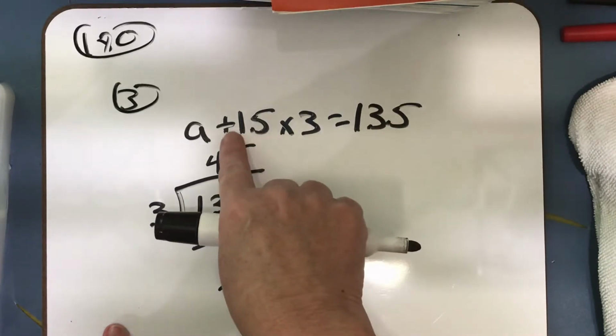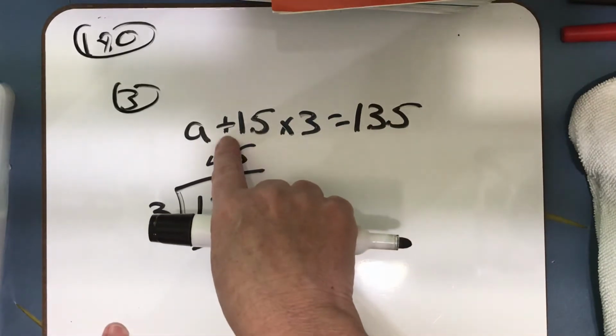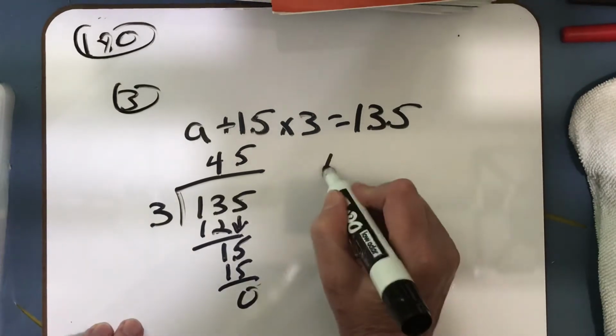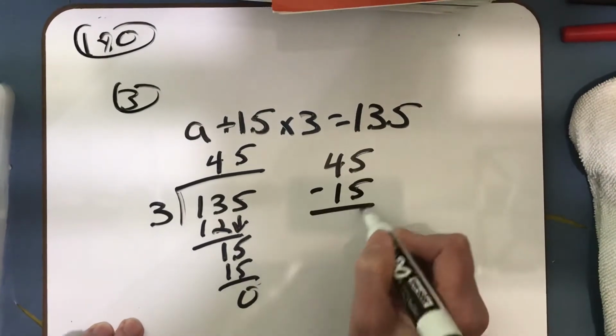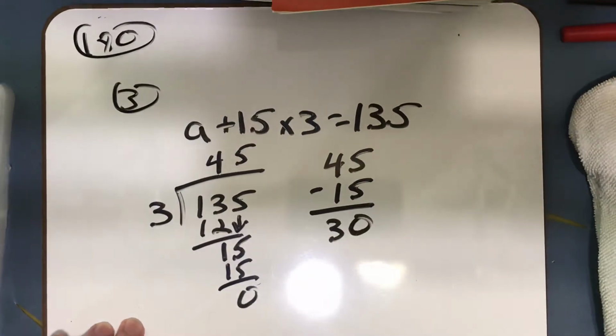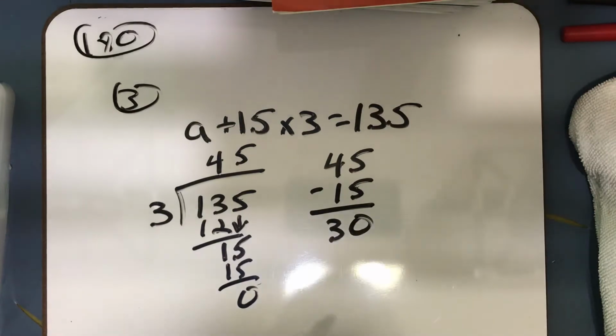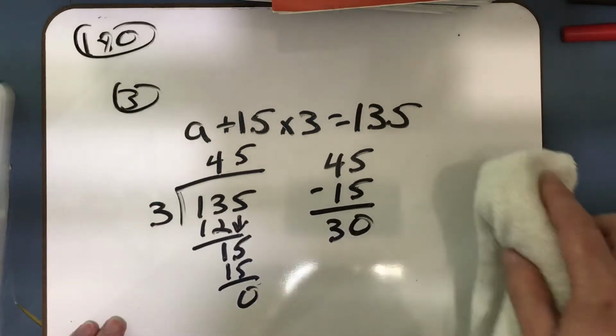And then I added 15. Well, to undo addition, I have to subtract. So I have to take 45 minus 15, and I get 30. So Aunt Maxine is 30 years old. I solved that by working backwards and doing the inverse or opposite operation. Okay, so that's on page 180.